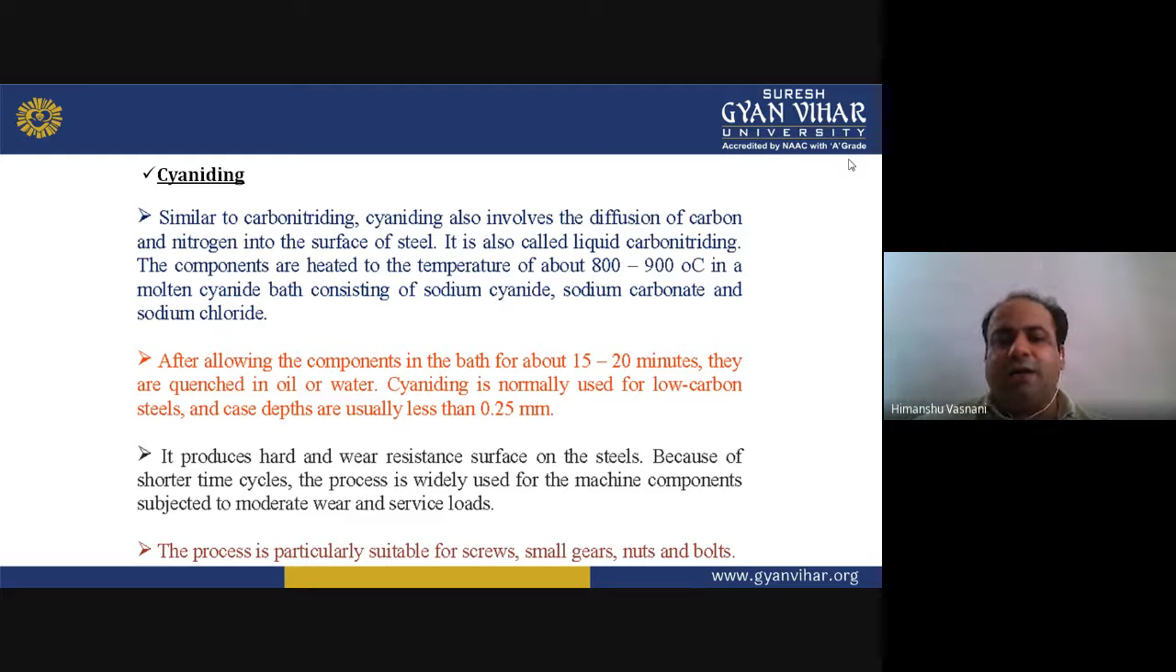It produces a hard and wear resistant surface on the steel because of short time cycles. The process is widely used for machine components subjected to moderate wear and service loads. Items like small gears or screws, nuts and bolts use this kind of process.